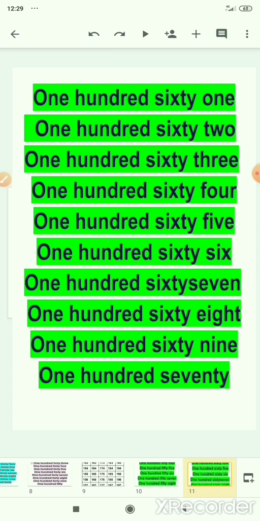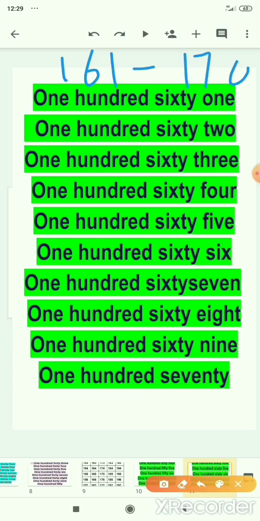After 180 we have 181. Here is the spelling of 100, then 80, then 1. The spelling of 180 is the same in each and every line, only the last number changes: 1, then 2, then 3, then 4, then 5, then 6, 7, 8, 9. After 189, what comes next? That is 190.